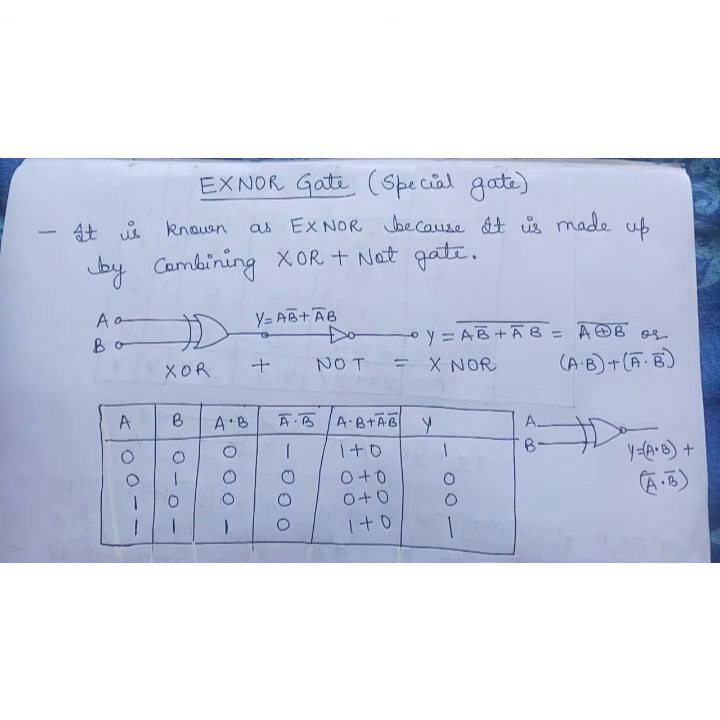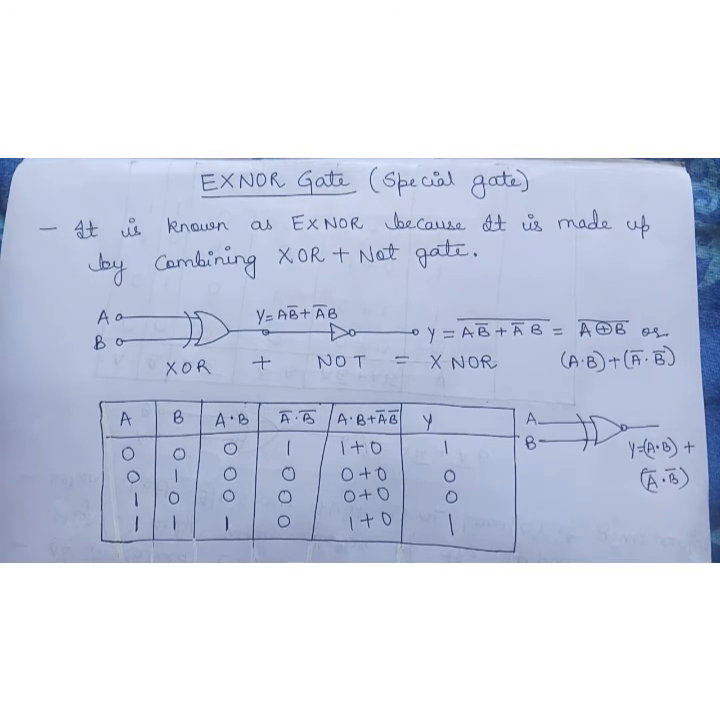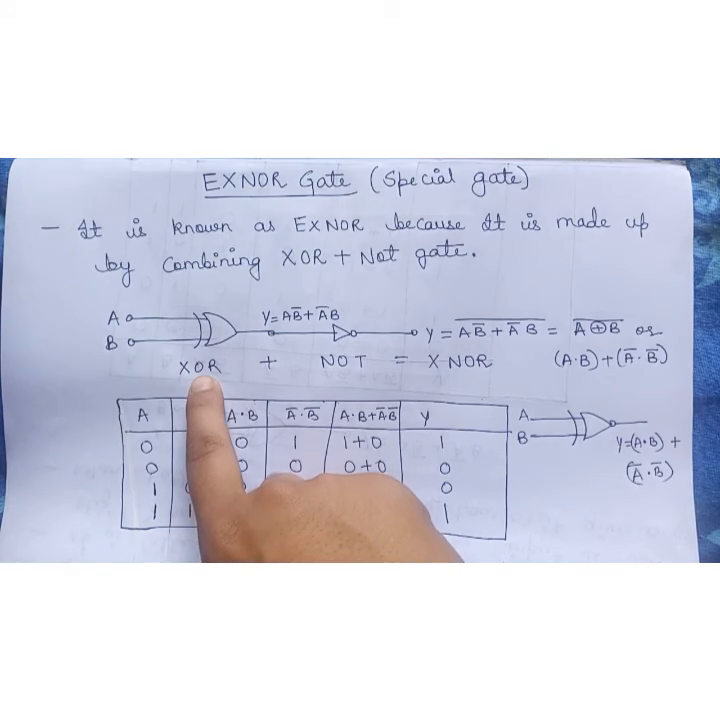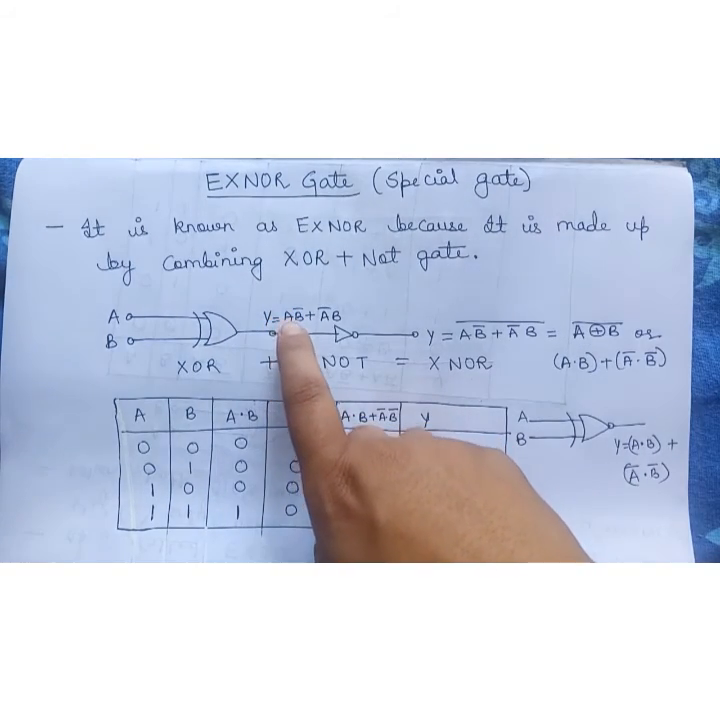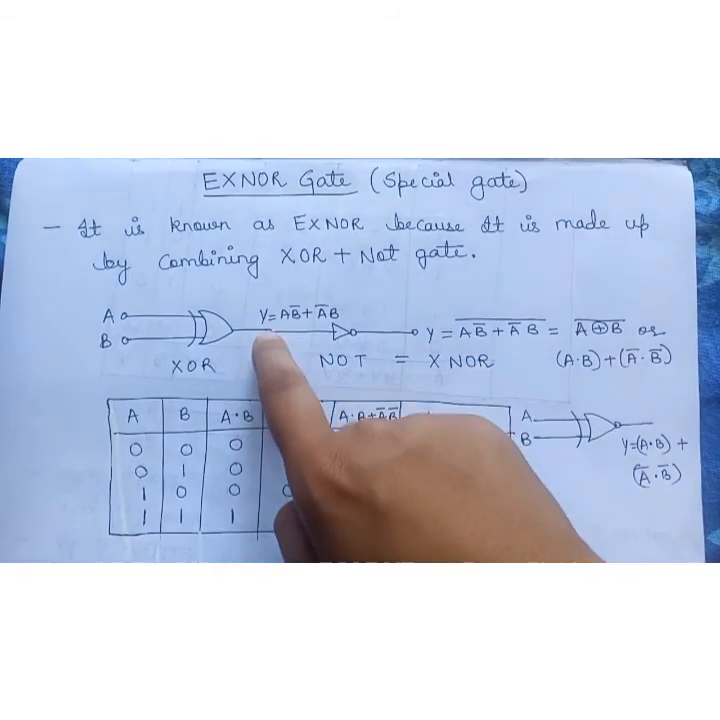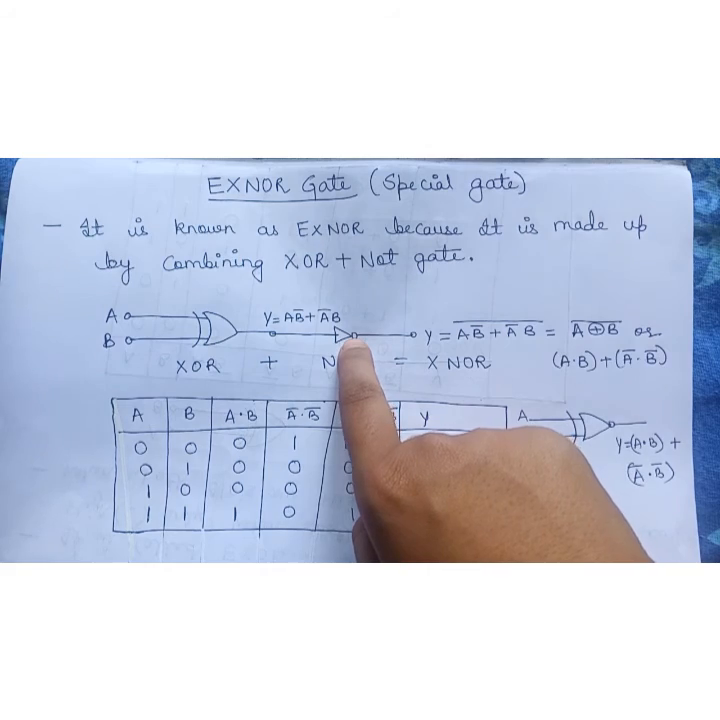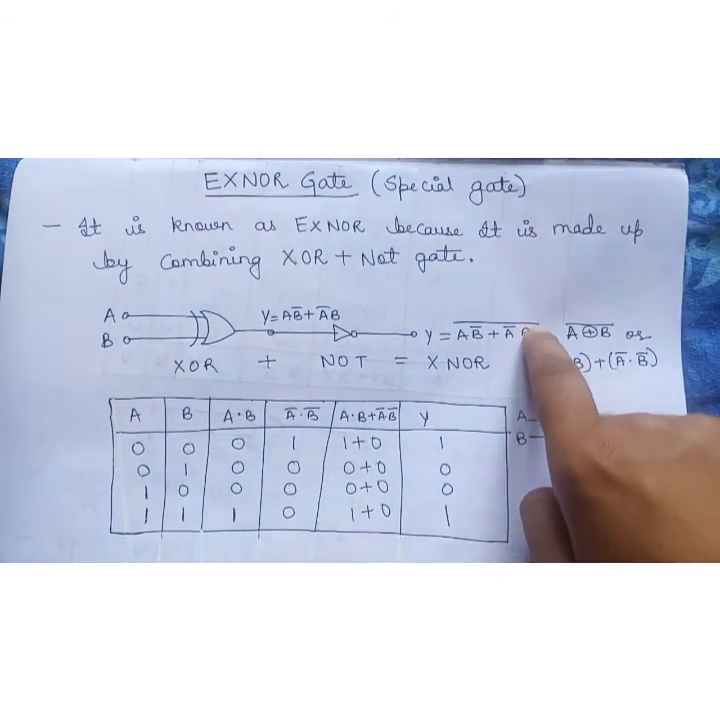Now let's know about another special gate, that is the XNOR gate. It is known as the XNOR gate because it is made up by combining an XOR gate and a NOT gate. Here you can see on the screen, this is the symbol of the XOR gate with two inputs A and B, and the output of the XOR gate is Y = A B bar + A bar B. The output of the XOR gate is given as input to the NOT gate. As you know, the NOT gate complements the input. So the output will be (A B bar + A bar B) whole bar.